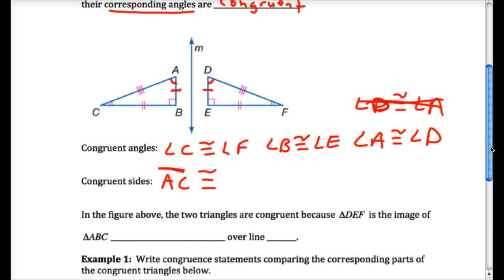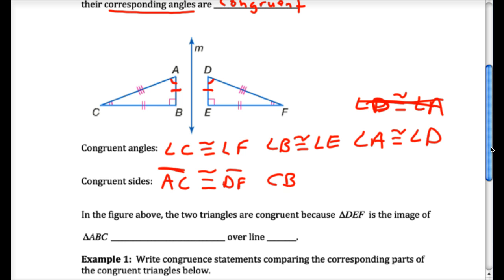What's AC congruent to? The order matters here. Jack Muir, what do you think? Yeah. Or actually, it's a segment, but a line goes on forever. A segment has endpoints. Yeah? All right, somebody give me another pair of congruent sides. Go ahead, Catherine.